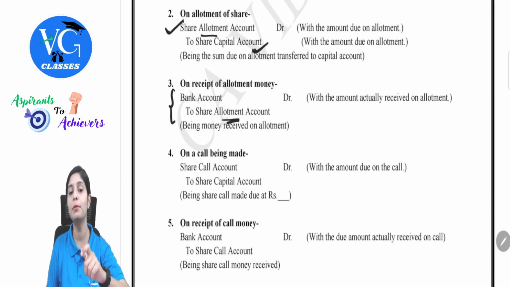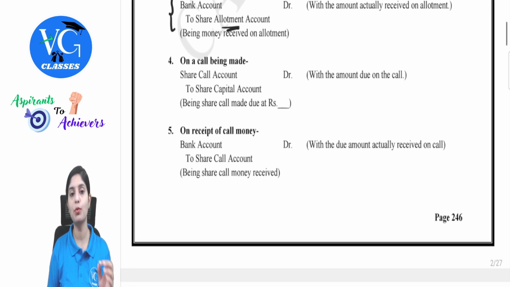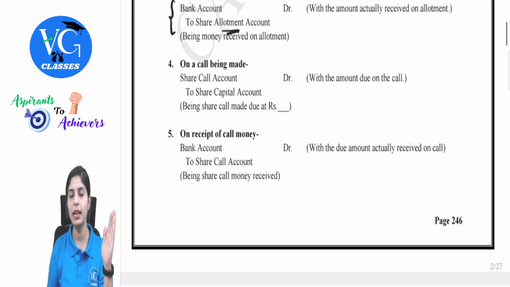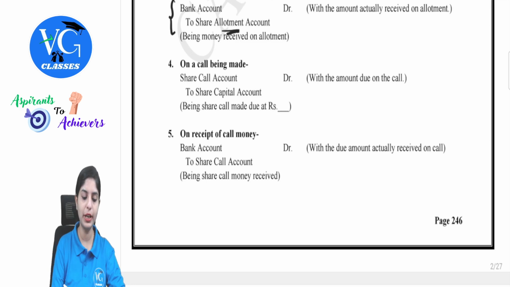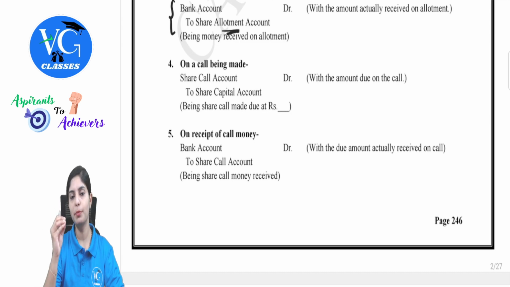The impact, what I am trying to connect here, was nothing but one single entry, what we understood if it was for lump sum. Done? Yes. Next, on call being made. It depends on what call the company is making. Same like share allotment structure, we will first make it due. So what is the due entry? Share call account debit to share capital. So ultimately this amount should be transferred to capital. That's why we are crediting capital.